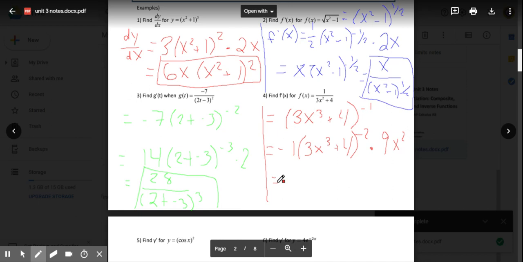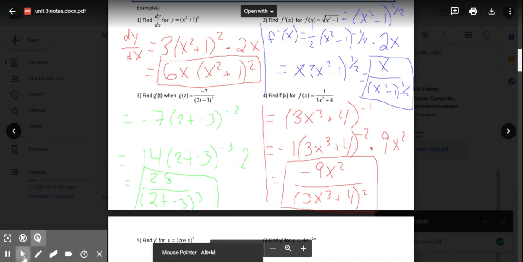I'm going to simplify this. We have -1 times 9x squared, which gets us -9x squared. Then I'm going to move that negative exponent to the bottom. So 3x cubed plus 4 squared. And if you did this using the quotient rule, you would end up with the same thing. It's just a few more steps. So eventually it's up to you whether you would rather use the quotient rule or the chain rule.